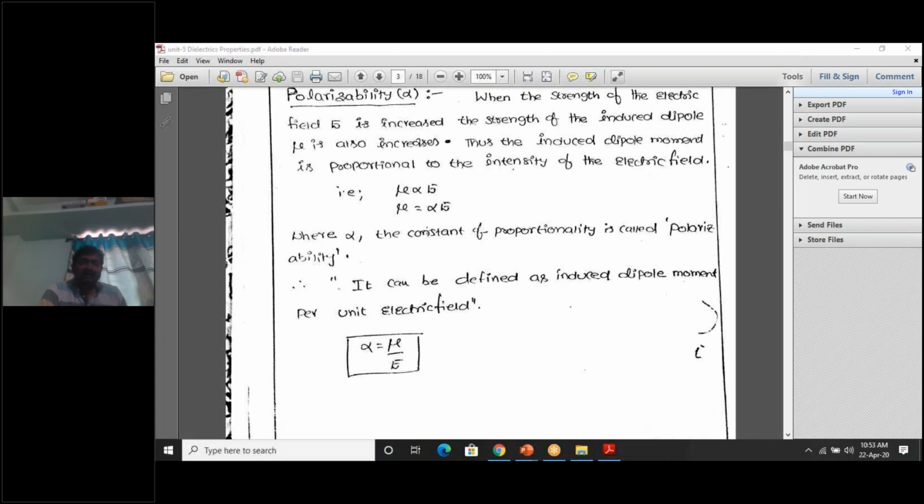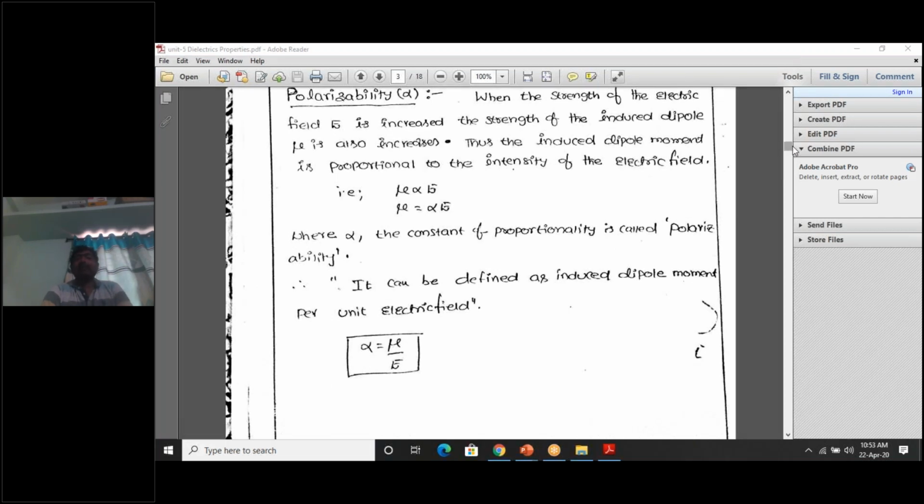This alpha is called polarizability. This alpha is called what? Polarizability. So from this definition, mu is equal to alpha into E. From this, alpha is equal to mu by E. So what is alpha? The electric dipole moment per unit electric field is called alpha. It can be defined as the induced dipole moment per unit electric field. Simply, polarizability says that if you apply a unit electric field, what amount of dipole moment is produced. The ratio between the two is called polarizability alpha.